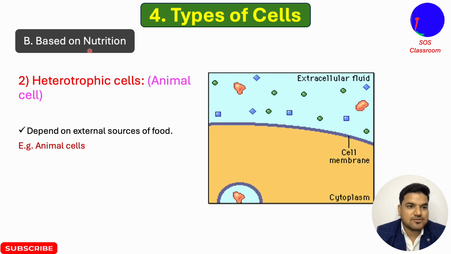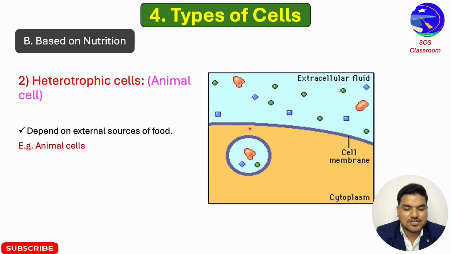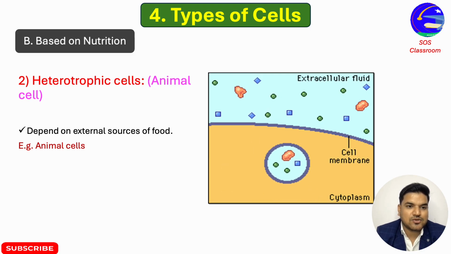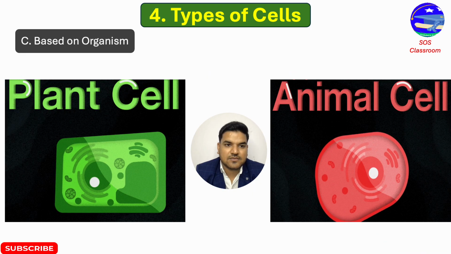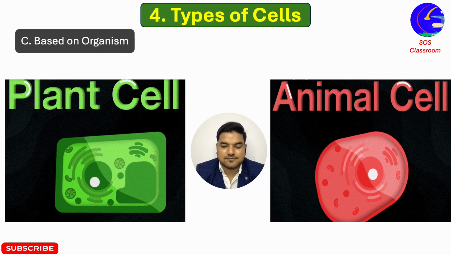Next, based on the nutrition, heterotrophic cells, animal cells. So animal cells depend on other sources. You can see these are the nutrients, and nutrients are taken in by the cells. This is the extracellular fluid, this is the cell membrane and cytoplasm, and different types of waste material go out from the cells while nutrients are taken in. So these are the heterotrophic cells present in animals. Next, based on the organism, plant cells and animal cells.